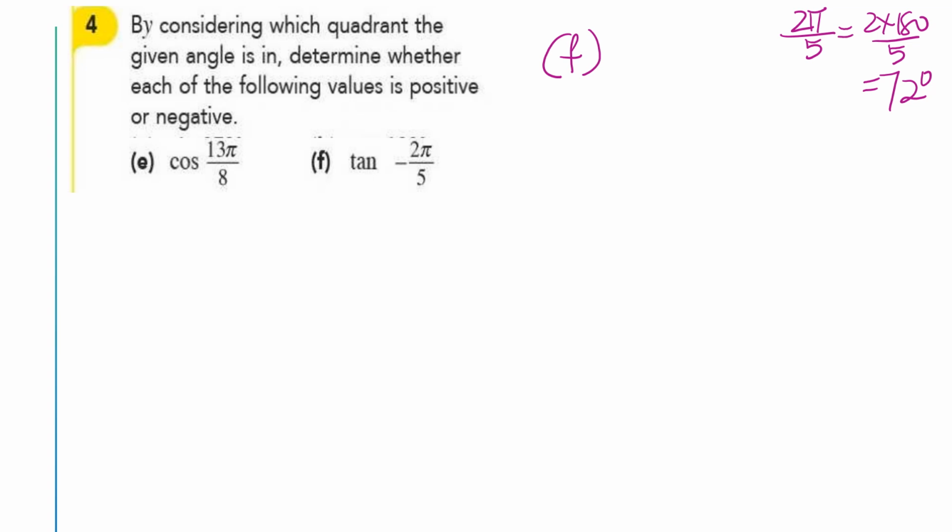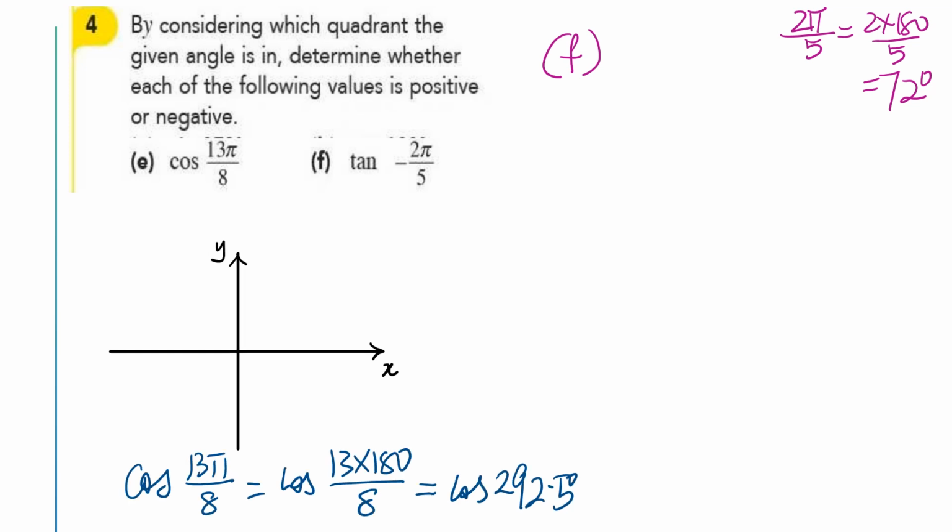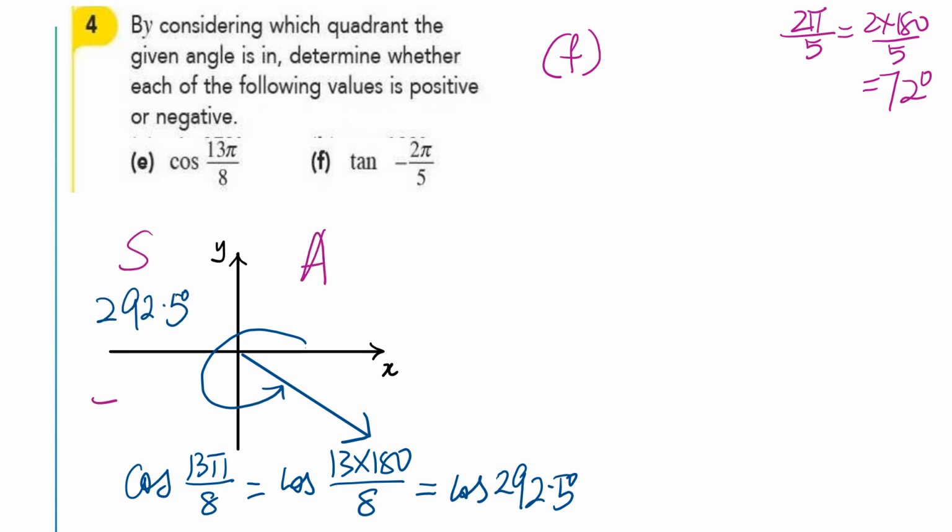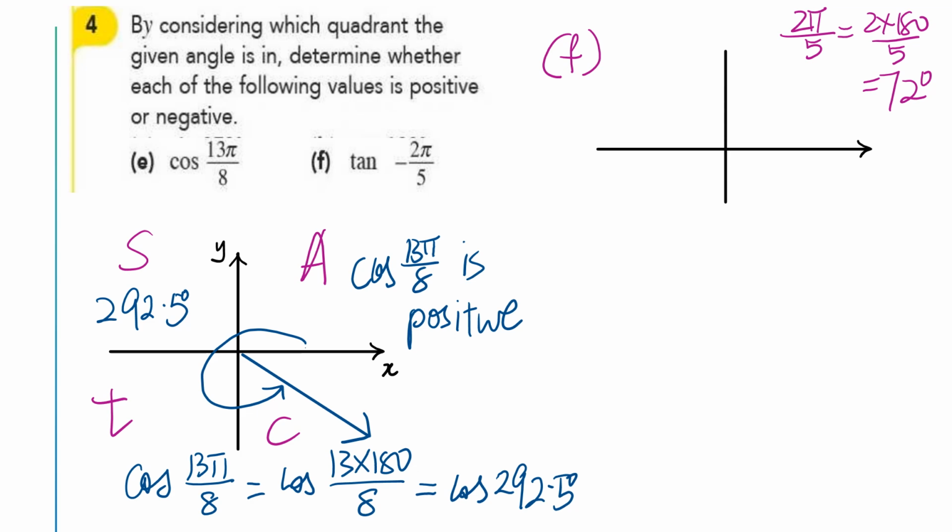Right, so let's continue. Let's convert. Let's do part E. Convert 13 pi over 8 into degrees. So pi is 180 degrees. So that will be 13 times 180 divided by 8. That gives you 292.5. So 292.5 is in the fourth quadrant. So again, you apply your ASTC, and cosine is positive in the fourth quadrant. So therefore, cosine 13 pi over 8 is positive. Do the same for your tangent of negative 2 pi over 5. That will be tangent negative 72. First quadrant. So therefore tangent of negative 2 pi over 5 will be negative.